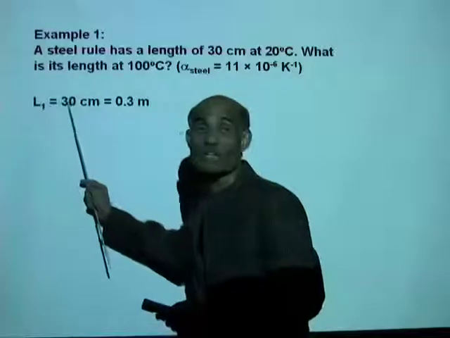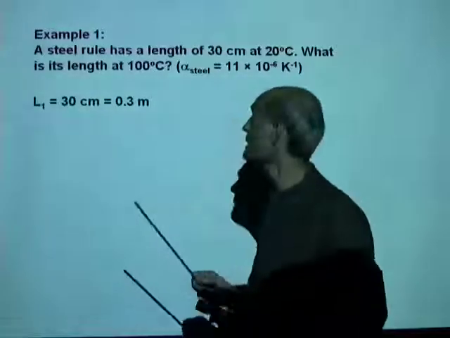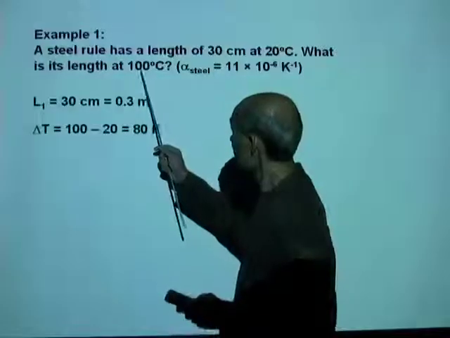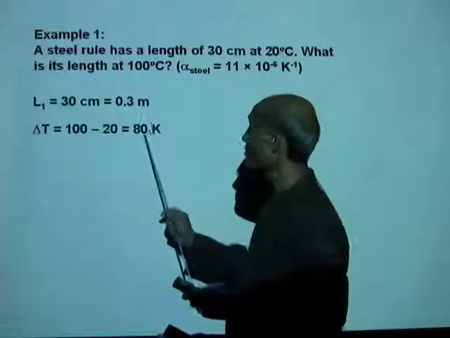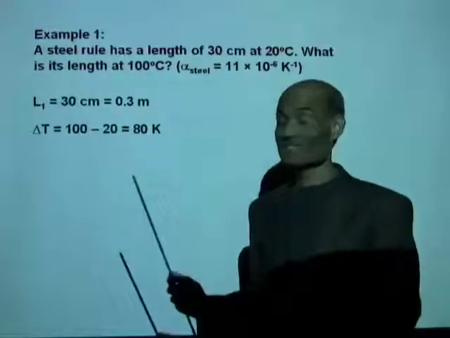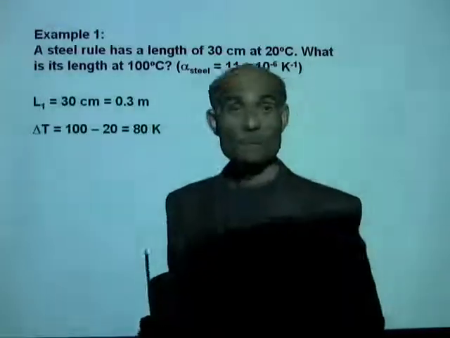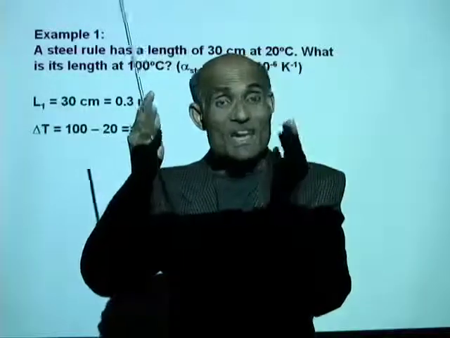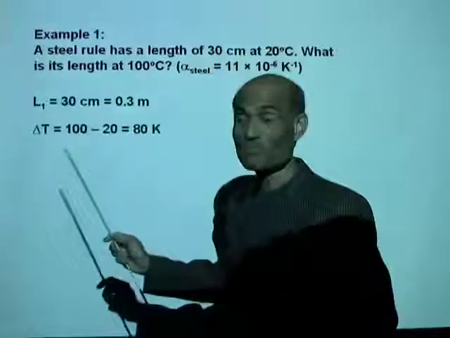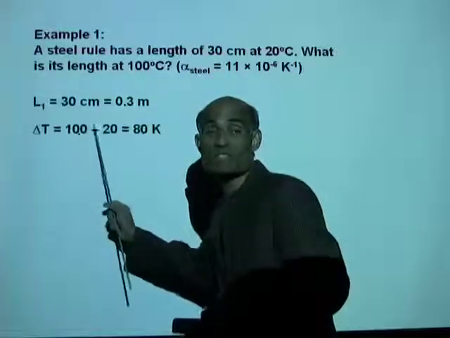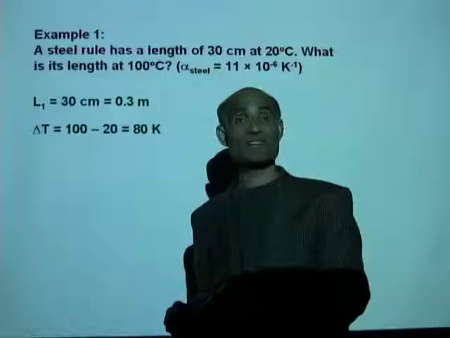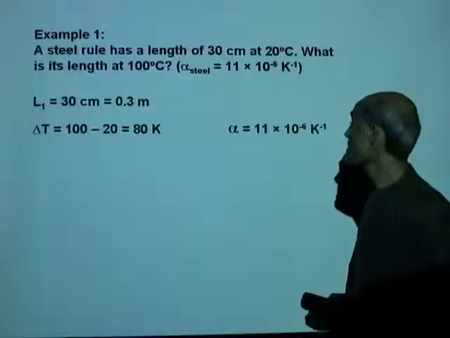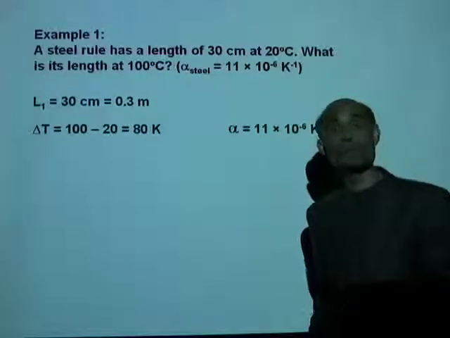We've got our initial length, 0.3 meter. We've got a change in temperature, 100 degrees Celsius minus 20 degrees Celsius, that is 80 Kelvin. Remember, a difference in temperature measured in Celsius and Kelvin are exactly the same. So 100 degrees Celsius minus 20 degrees Celsius is 80 Kelvin. Alpha is 11 times 10 to the negative 6 per Kelvin.